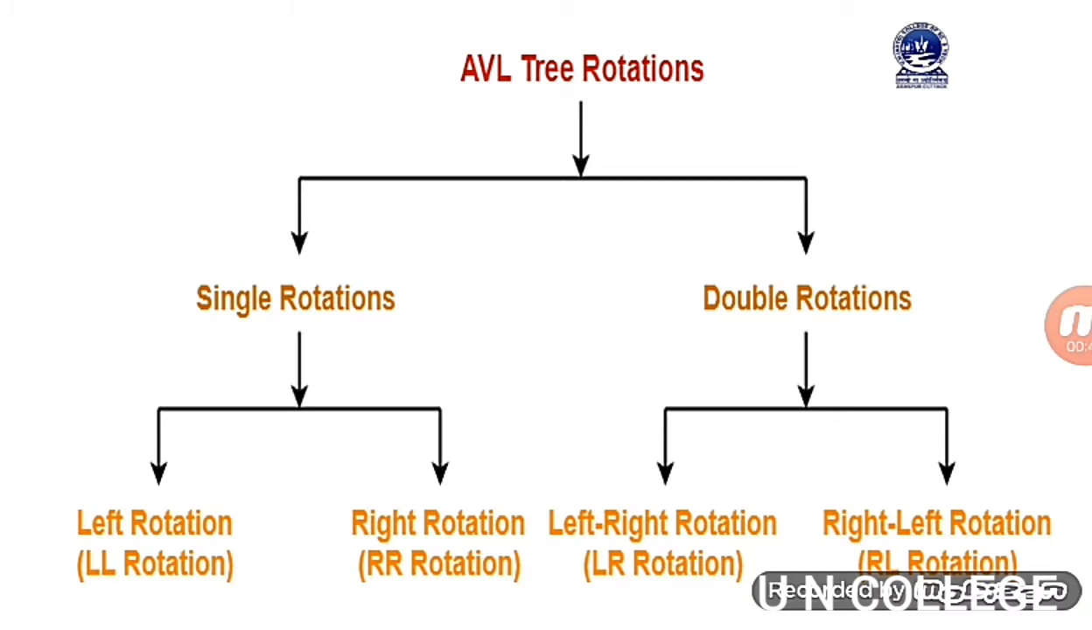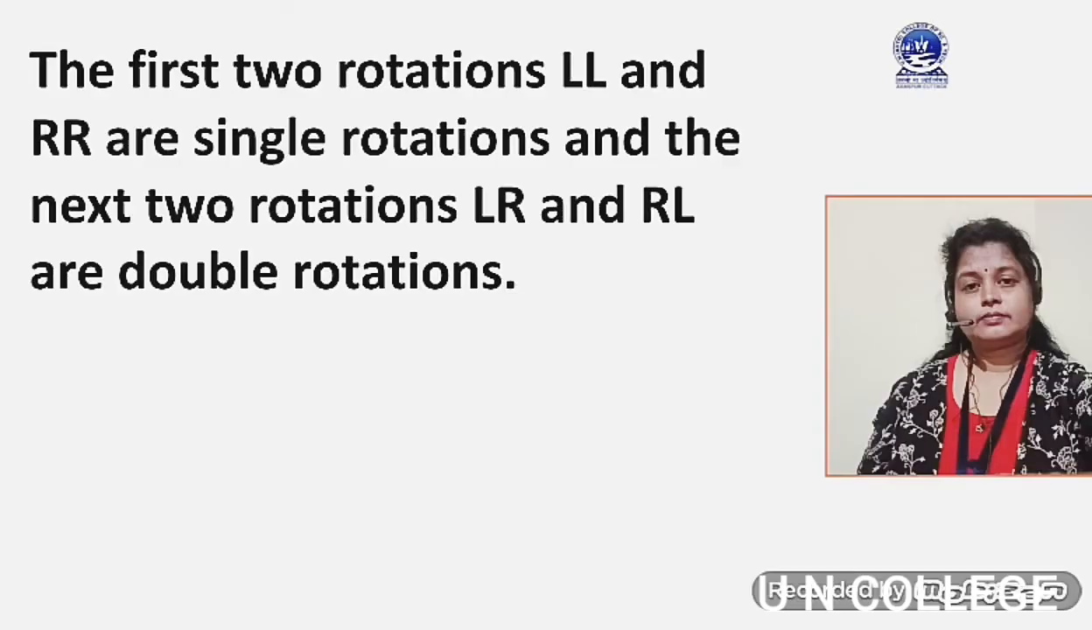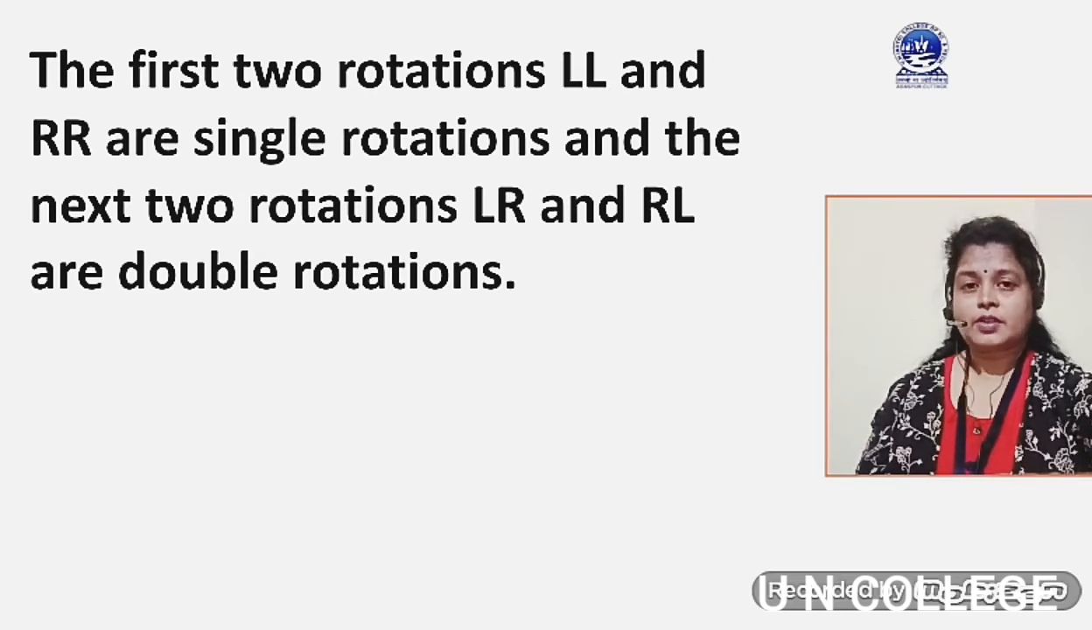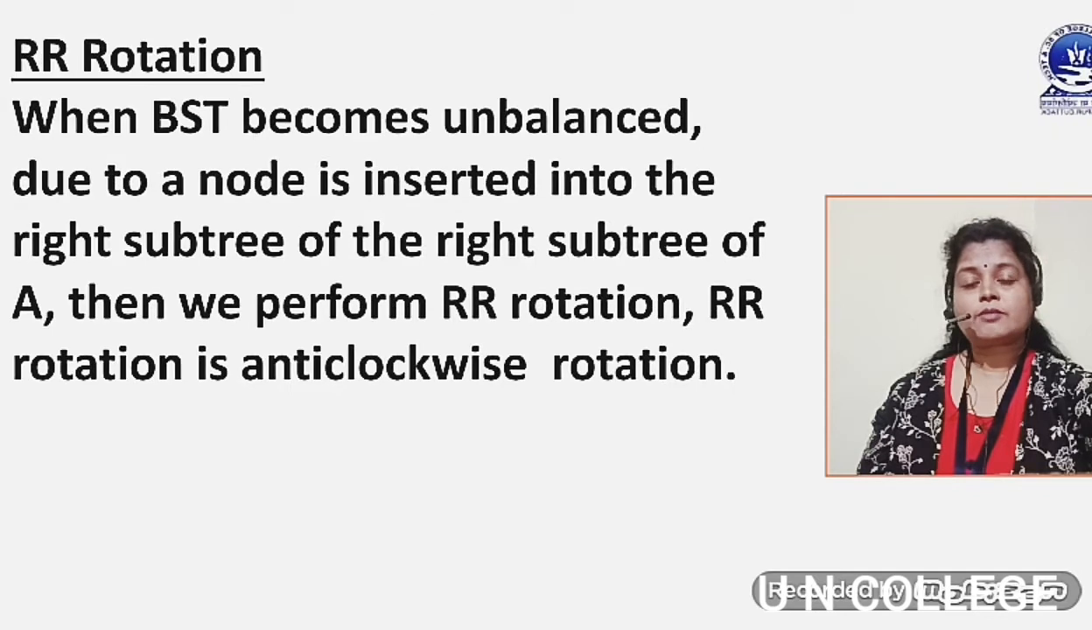Because in case of LL and RR rotation we are performing single rotation, but in case of LR rotation and RL rotation we are performing double rotation. That's why, already we have discussed that the first two rotations, LL and RR, are single rotations, and these two are simpler in comparison to the next two rotations, which are LR and RL, and LR and RL rotations are called double rotation. Now I am going to explain each rotation in detail so that you will be clear.